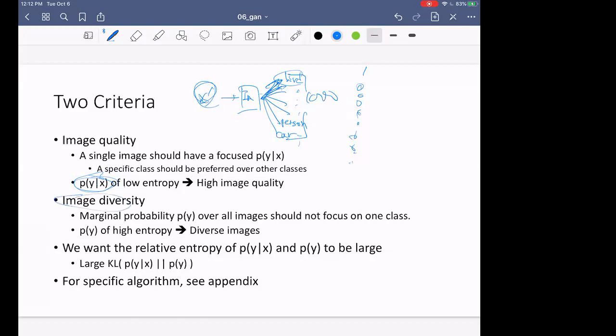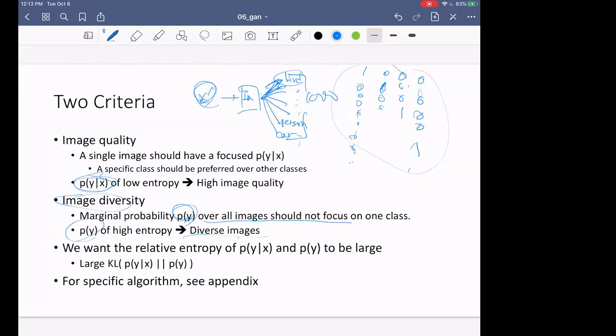As far as image diversity goes, your marginal probability p(y) over all images should not focus on one class. If your generator generates bird images all the time, then your p(y|x) will always be 1, 0, 0, 1, 0, 0, 1, 0, 0 all the time, and this is not what you want. Sometimes you want 1, 0, 0, sometimes 0, 1, 0, or 0, 0, 1. You want a diverse conditional probability, because you want your generator to generate diverse images. So your p(y) over all images should not focus on one class. That means p(y) should have a high entropy. If you take all these and calculate the entropy, it should be high, and that guarantees diverse images.